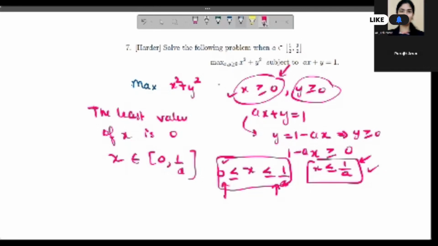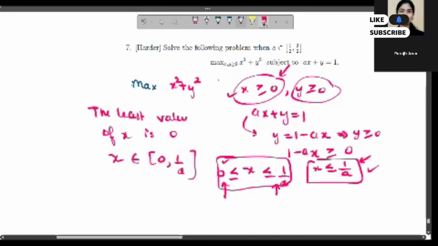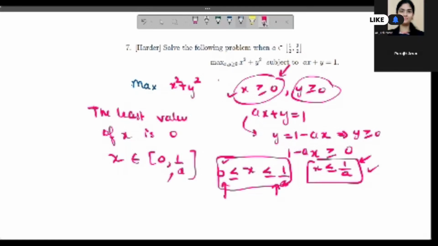Now, I need to find the solution, that is x and y. I got my x. How? Because I already know what my a is, because a lies from 1 by 2 to 3 by 2, a closed interval. So that means x is there. What about y now? So substitute this value.